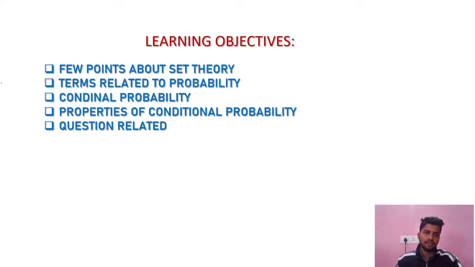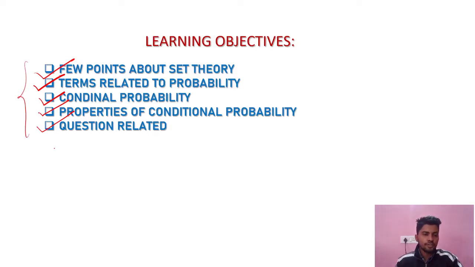So let's start. First we will see a few points about set theory, then we will see terms related to probability, then we will see conditional probability, then properties of conditional probability, then questions related to conditional probability. So these are our learning objectives.